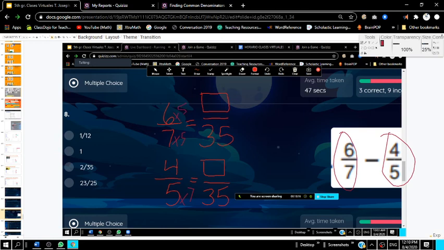6 times 5 is 30, and 4 times 7 equals 28. So all that's left to do is subtract 30 minus 28 equals 2. And our denominator is 35. So 2/35 is our answer.